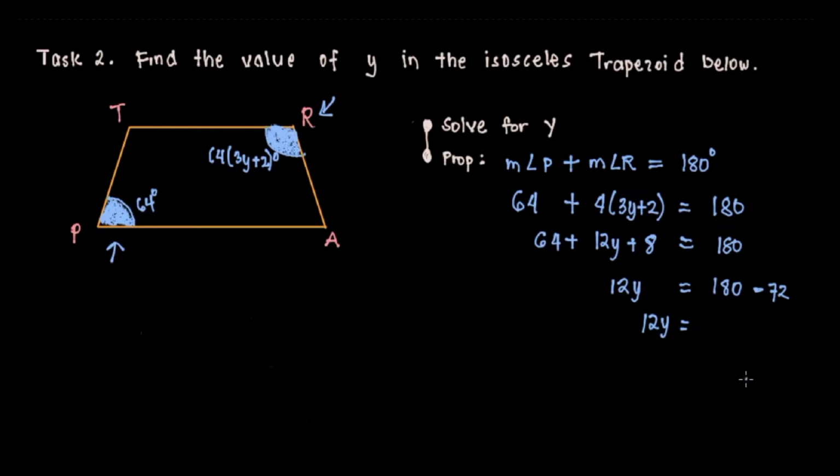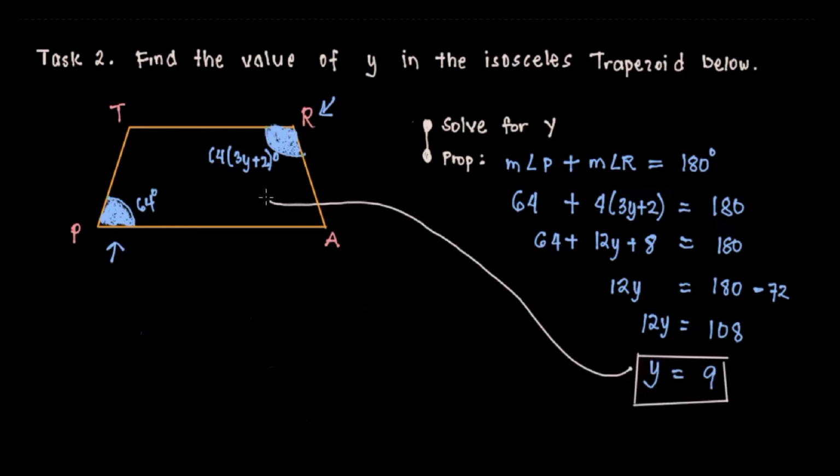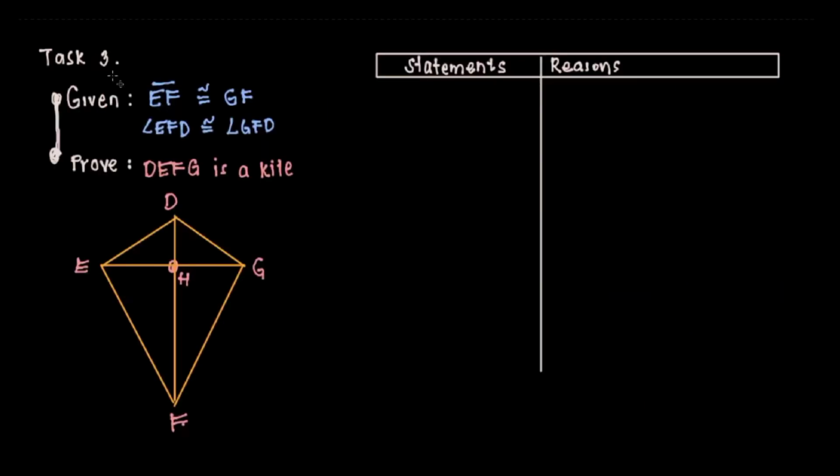That is 108. Okay? And for the y, we have 108 divided by 12, we have 9 only. So the value of y in this task is 9. Go ahead and check if it's correct. So plug in the value of y dito sa ating measurement angle R. Dapat 64 siya.